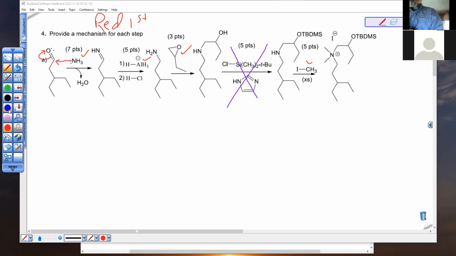Second step, intramolecular proton transfer of this H. Change that to NH2 with a third H showing. We can draw that in blue. We're going to have to write the word intramolecular over there.